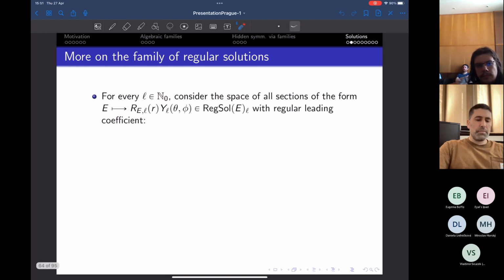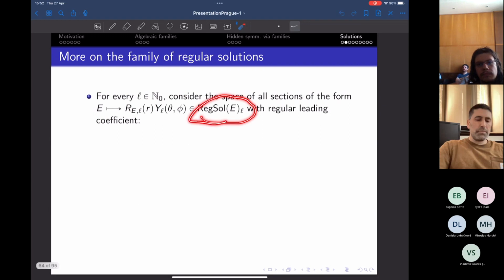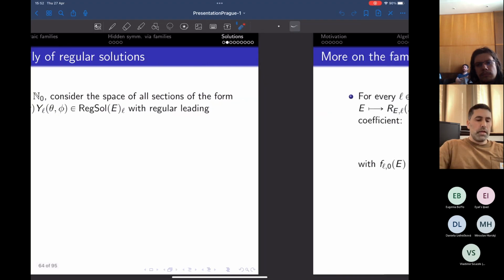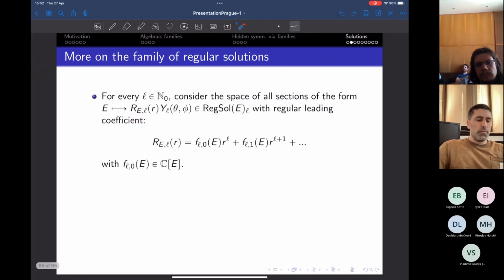And you want to be in this reg sol along with another demand, which is regular leading coefficient, which I'll explain right now. You can expand the radial function into a power series, into powers of R, but we'll demand that the coefficient, which is now a function of this pseudo energy, this complex energy, be a polynomial function of the energy, a regular function of the energy.